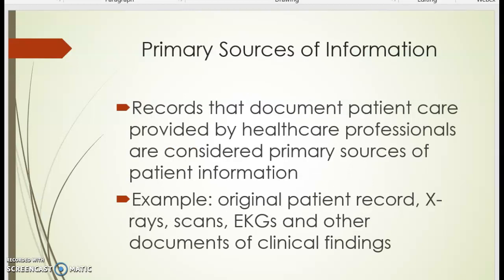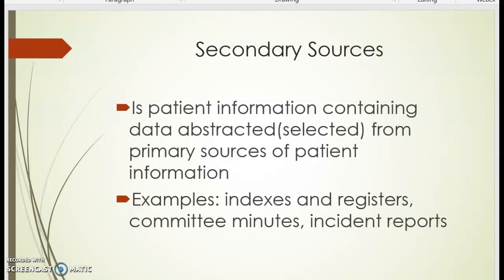Primary sources of information. We're going to talk about primary and we're going to talk about secondary. Primary are records that document patient care provided by healthcare professionals. They're considered primary sources. So the original patient record, any x-rays, scans, EKGs, any other documents of clinical findings is primary. Now your secondary sources are patient information that contains data abstracted from primary sources of information.